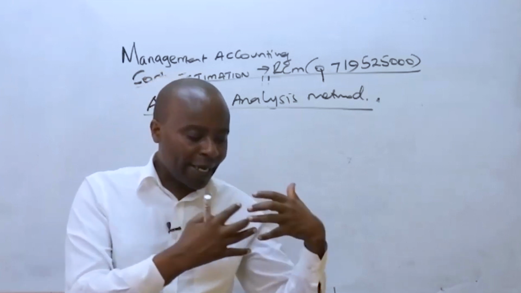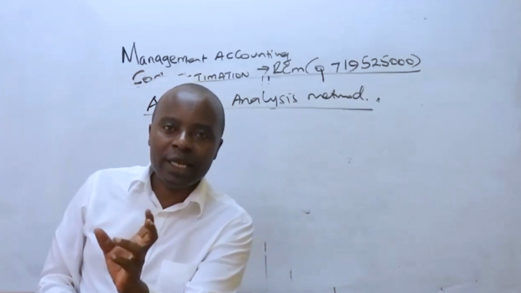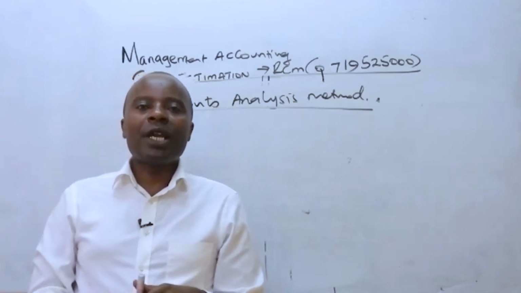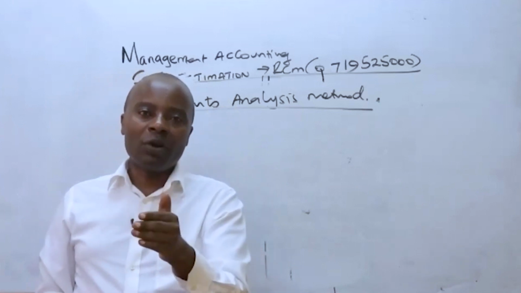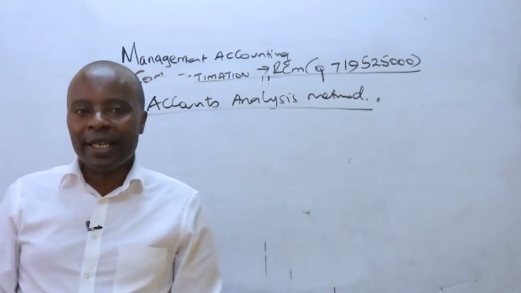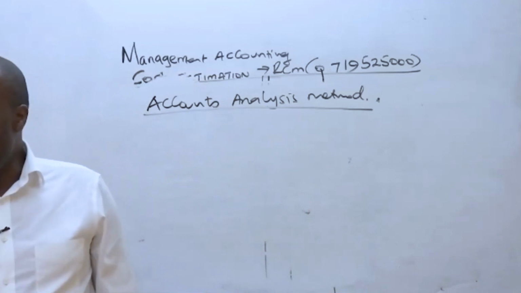So let's talk of account analysis. I'll be getting each ledger of my cost elements. When I get each cost, I'll be looking at how much the fixed component is and how much the variable cost is. So I'll be subdividing. It will be very important for us to appreciate that.